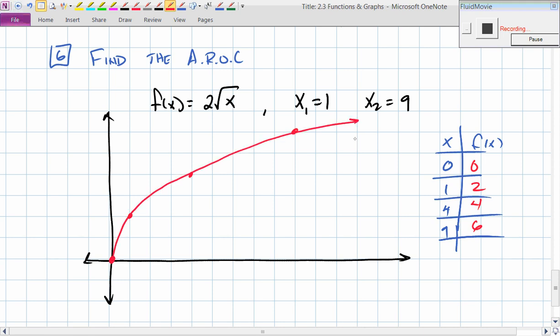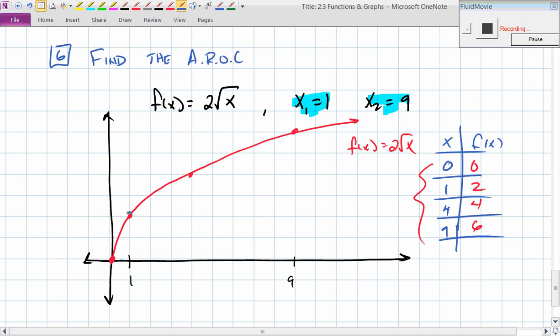Like that. And this is the function f of x equals 2 square root of x for these points that we just plotted. Feeling pretty good so far? Good. I want the average rate of change between when x is equal to 1 and x is equal to 9. So x is equal to 1 here, and x is equal to 9 there. So this is 1, this is 9. What's the average rate of change for that function between those 2 points?